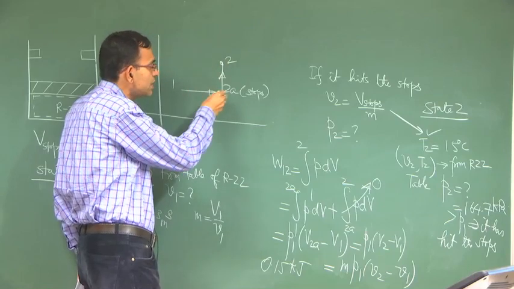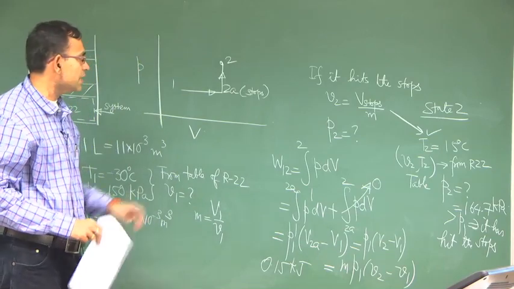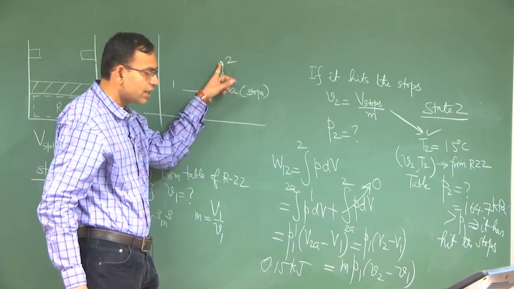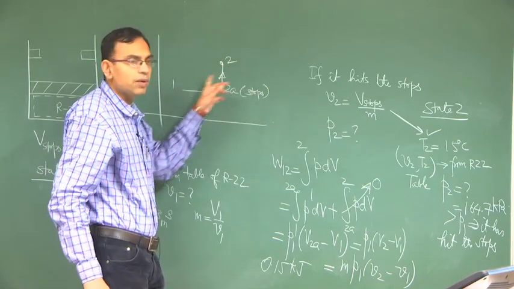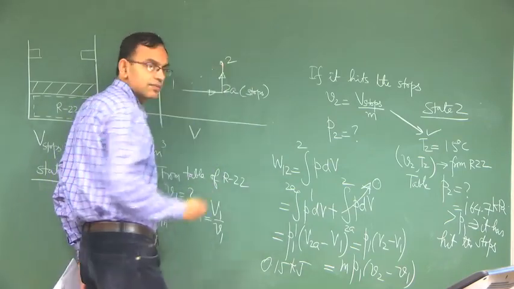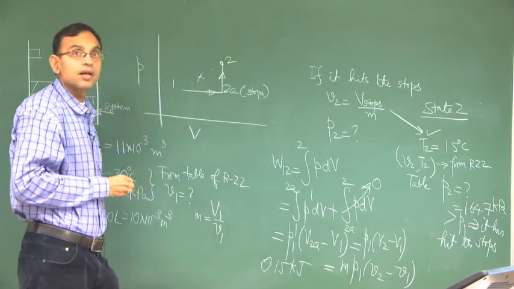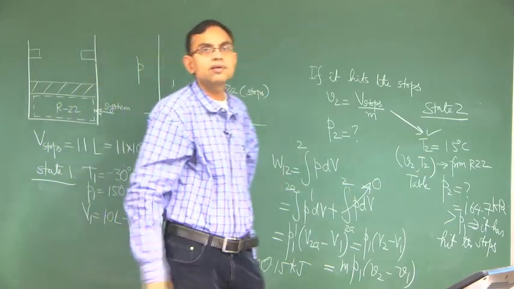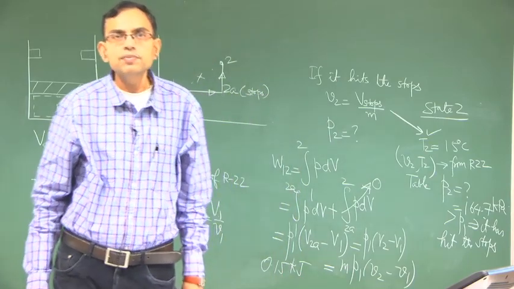If you cannot draw this PV diagram correctly, I have seen some students making mistakes here. They will just have 0.1 and 0.2 and they will write the work done as half of P1 plus P2 into V2 minus V1, because they draw the PV diagram incorrectly. The PV diagram is not like this; it is this step plus this step, one at constant pressure, another at constant volume. Thank you so much. We will continue with more problems in the next lecture.